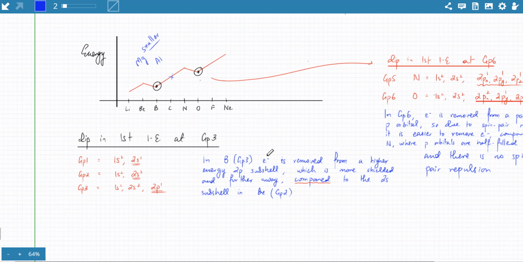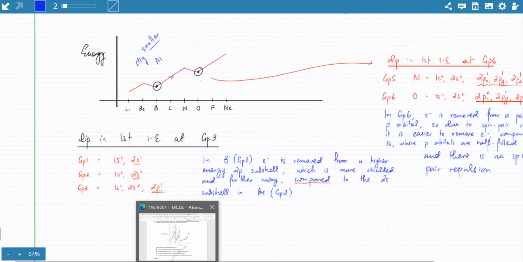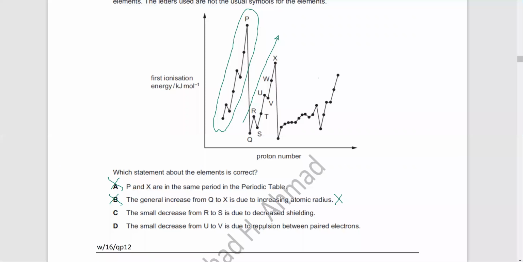So it's easier to remove electrons in group three because it's removed from a higher energy 2p subshell, which is more shielded and further away compared to the 2s subshell. Previously the subshells were closer to the nucleus, and at group three, you have a subshell which is further away. So it becomes easier to remove electrons. So the small decrease is not due to decreased shielding, but due to increased shielding.